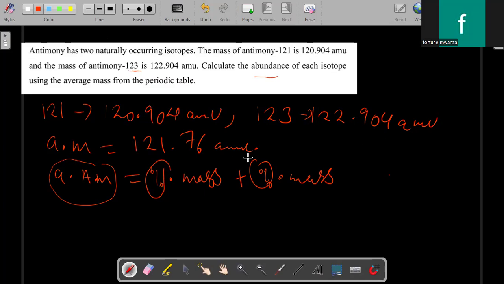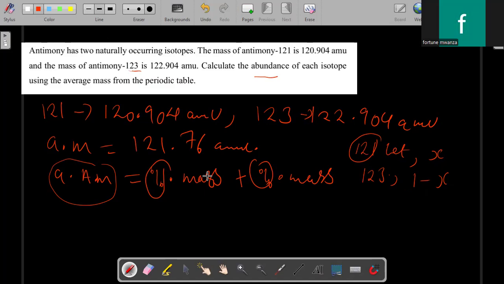So I'll let one of the isotopes be X. Let me say isotope 121 is X. Then the other one, which is 123, and we know that our ratio should not be more than 1, is going to be 1 minus X. So I'll let isotope 121 be X and isotope 123 be 1 minus X.